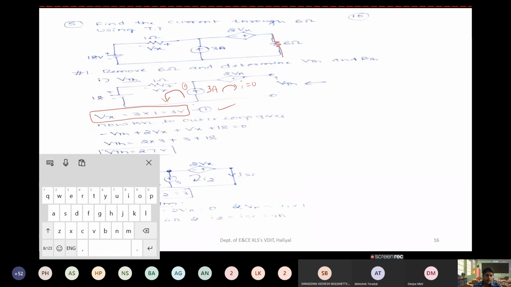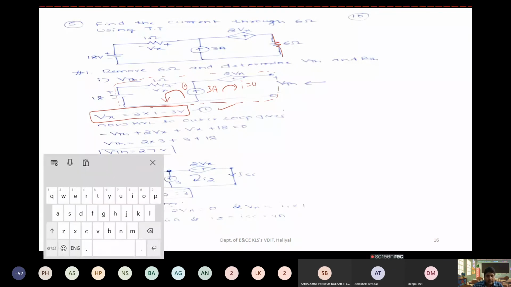So I have just defined Vx now, right? Once you define Vx, if you apply KVL to the outer loop, that means this entire outer loop. Okay. So if you apply KVL to the entire outer loop, starting from VTH, what you get is plus, if you go again in the anti-clockwise direction. So this is the anti-clockwise direction that I have written.